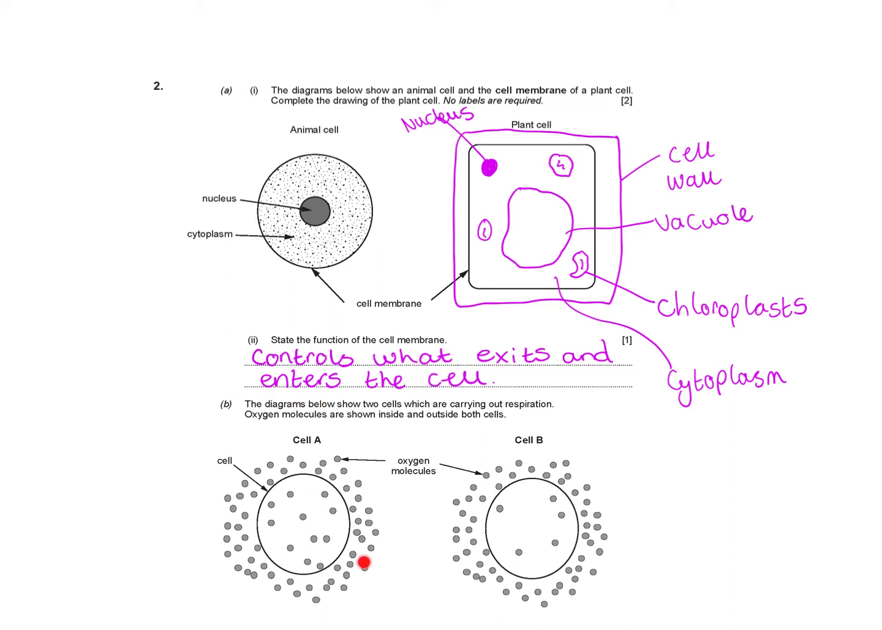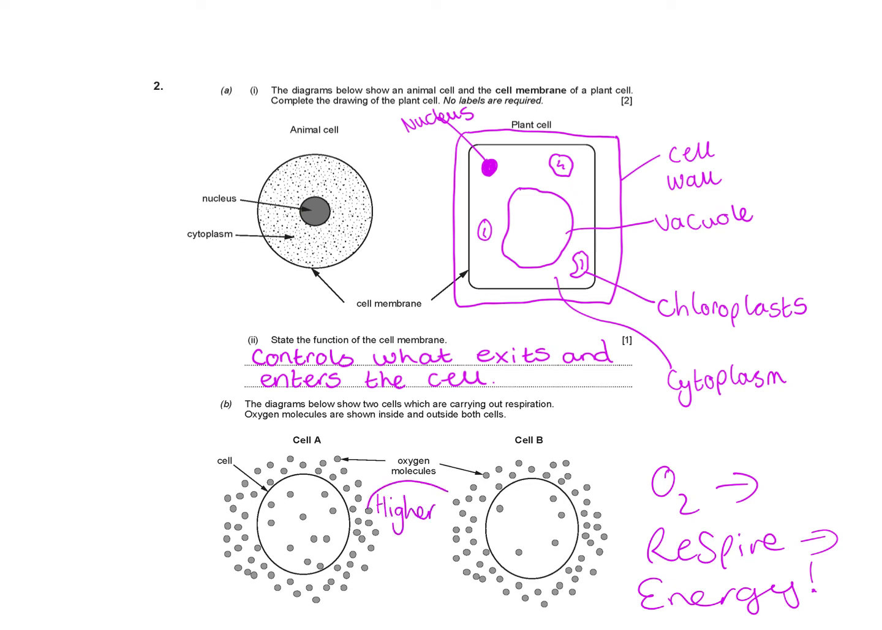Then there are two diagrams, okay? Both are carrying out respiration. All of these are oxygen molecules. Remember, the oxygen molecules want to go into your cells so that we can respire. Respiration is how we make energy, so oxygen does want to go in the cells. If you look, in both of them there is a higher concentration outside the cells than inside the cells. So there are more oxygen particles outside of the cells than there are inside the cells.